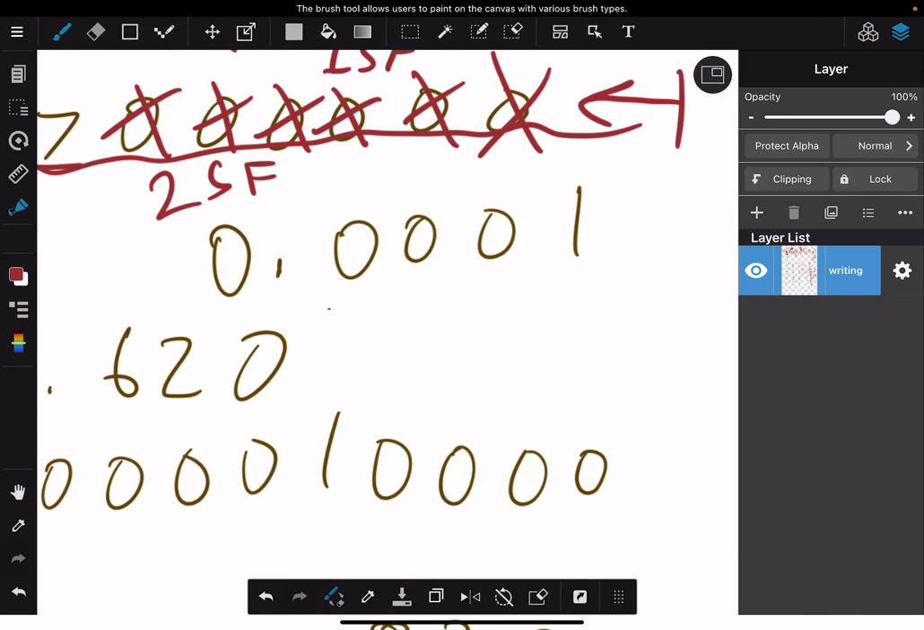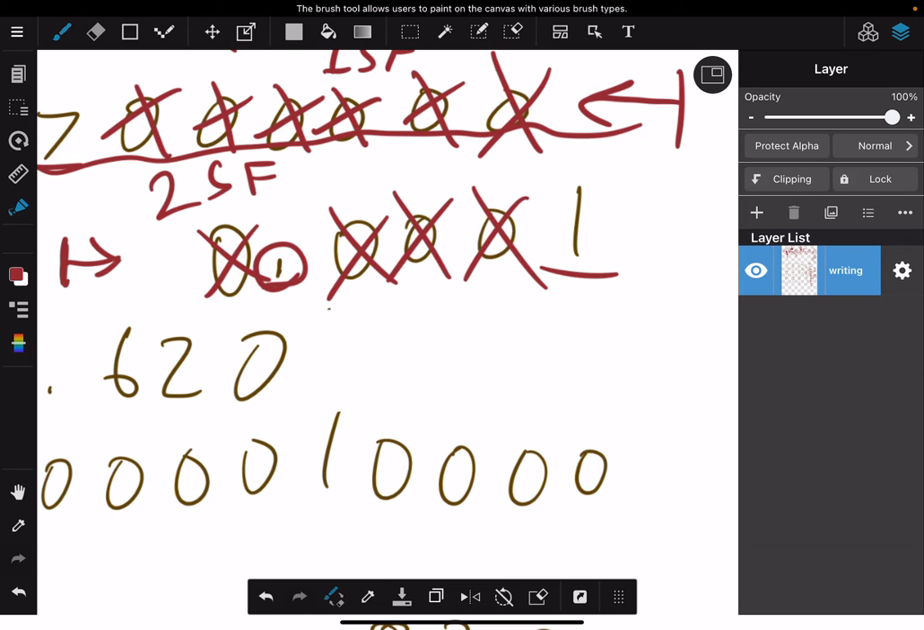This guy, we're going to kill him from the left because it has a decimal. So, bye-bye, you're dead. Bye-bye, you're dead. We found our first non-zero digit, our only non-zero digit, so this number has 1 significant figure.